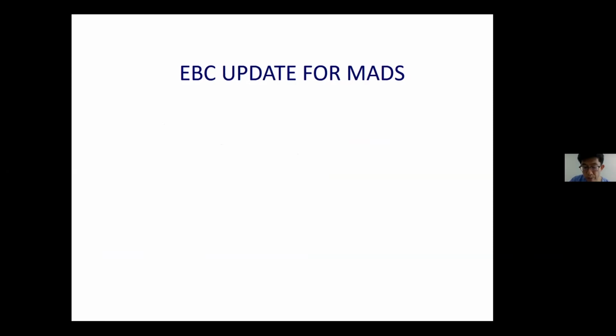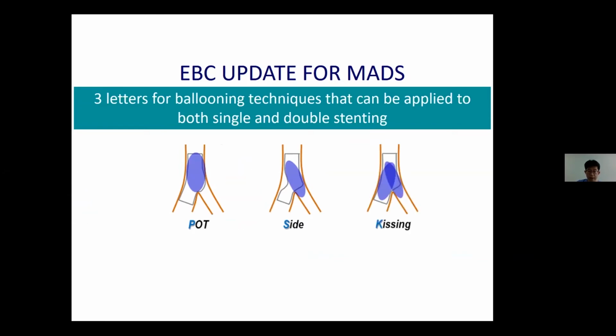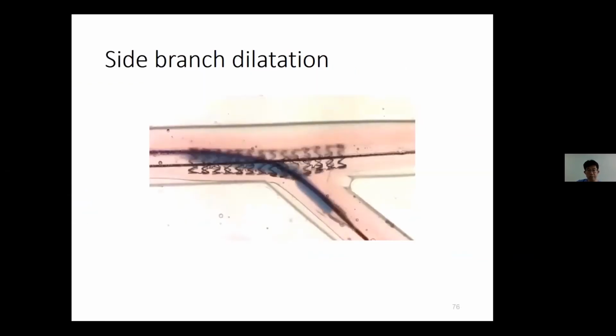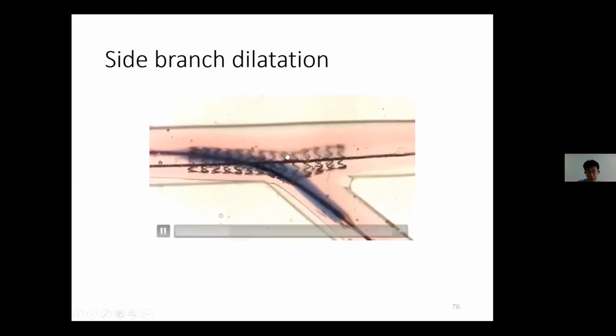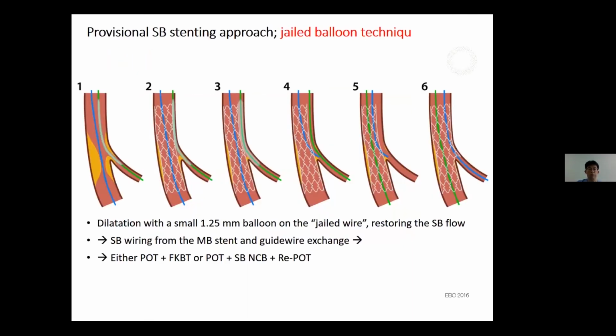So, EPC update format: three steps of ballooning techniques that can be applied to both single and double stent. First POT, then dilating only the side branch, and finally kissing balloon technique. If we dilate only the side branch, as you can see, stent malposition occurs on the opposite side of the branch here. So to recover the situation, finally kissing balloon technique is important to avoid the malposition. Usually with a provisional side stent technique, in some cases the jailed balloon technique is useful.